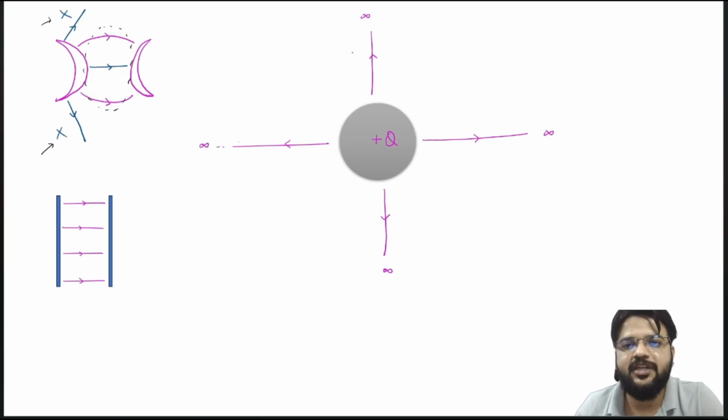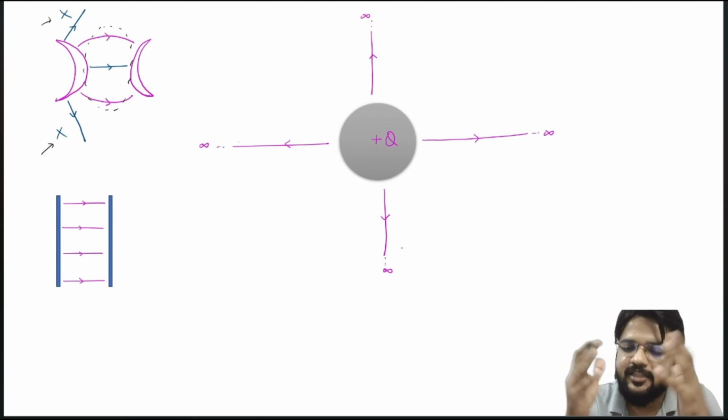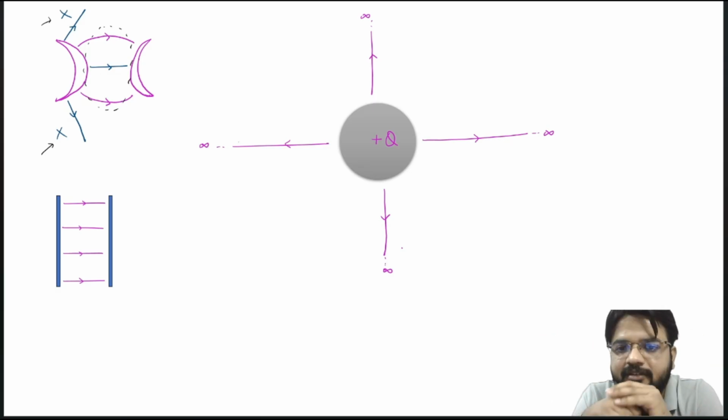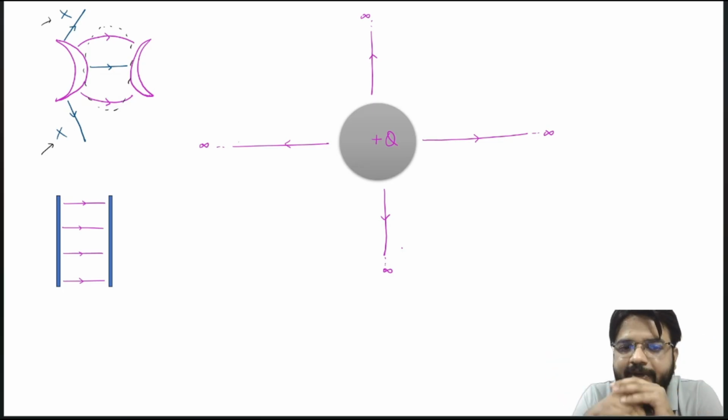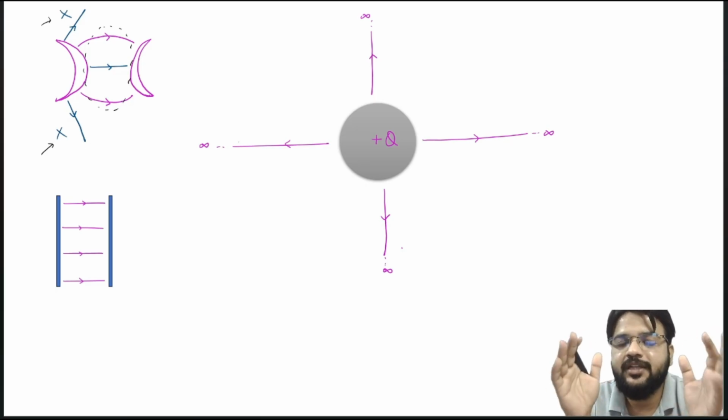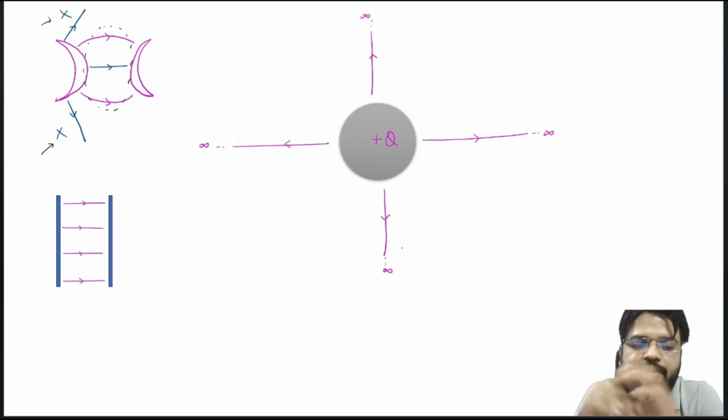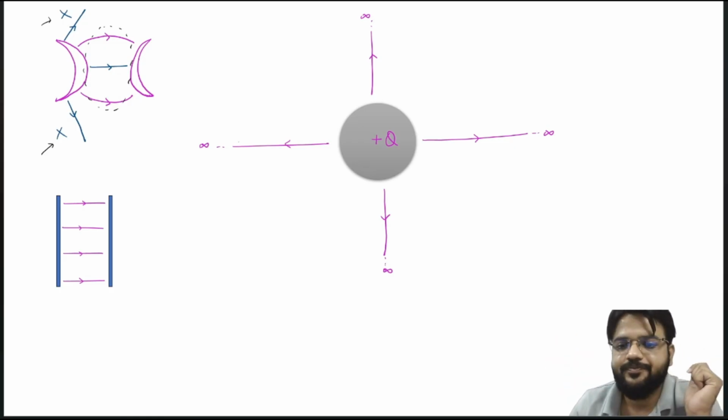Why is it not a good capacitor, everyone? Because here energy is spread in an infinite region, correct? So it is not a good capacitor, but it is a capacitor, everyone. So a single conductor can also behave as a capacitor. But for a good capacitor, it should store energy in a confined region. Keep this thing in your mind. Note down.